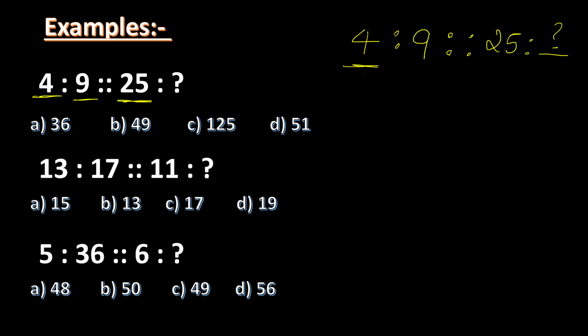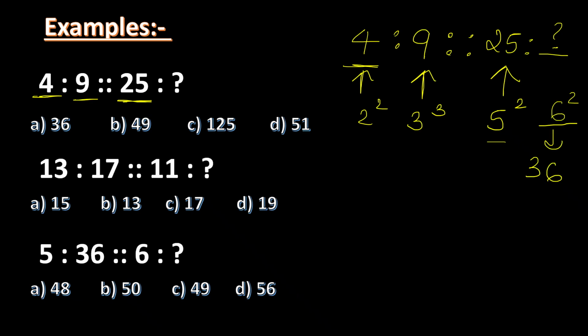If you see, 4 is 2 square. This will be 3 square. Then this is 5 square. So what will come next? After 5 you will say 6, 6 square, and 6 square is 36. And you will choose option A. But this will be completely wrong if you choose A as the correct option.